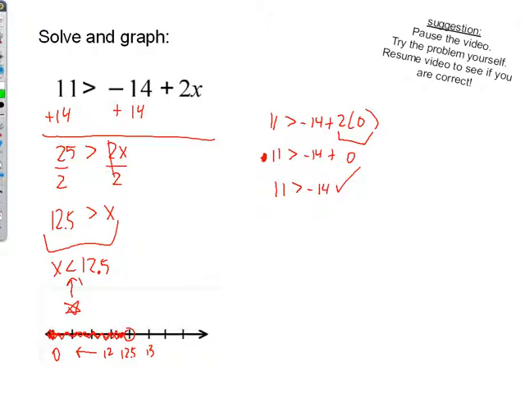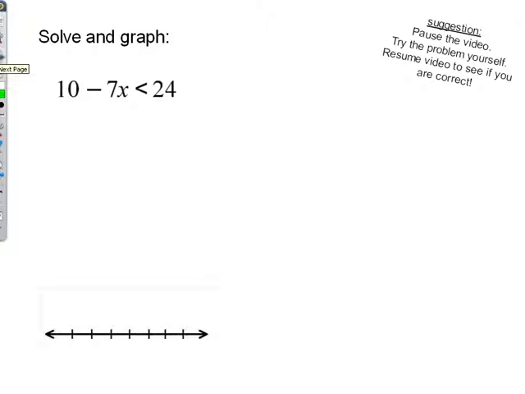All right, did you notice that we left this as an open circle? That's because it's less than, not or equal to. All right, and again, you can pause the video at this point and see if you get it right.